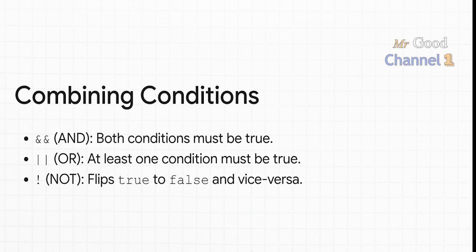The double ampersand, and, means and. This is for when you need condition A and condition B to both be true. For example, to check if a number is between 2 and 7, you need it to be greater than or equal to 2 and less than or equal to 7. The double pipe, or, means or. This one's true if either condition A or condition B is true. You just need one of them to pass. And finally, the exclamation point, not, just means not. It flips the whole result. It turns a true into a false and a false into a true.